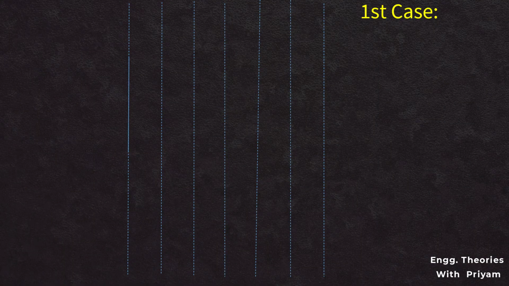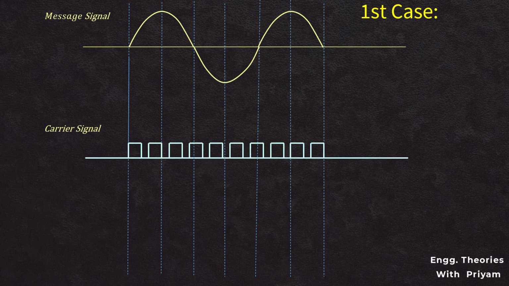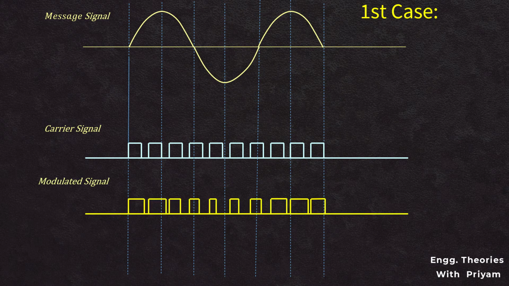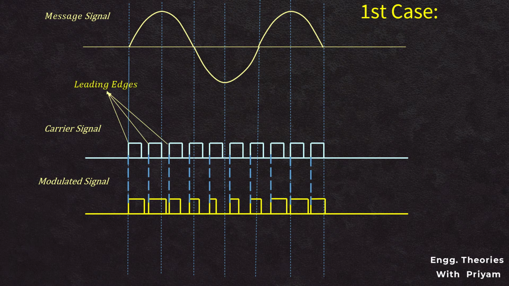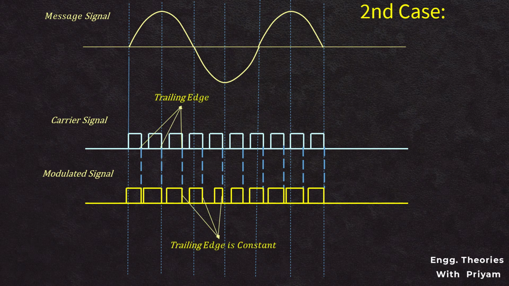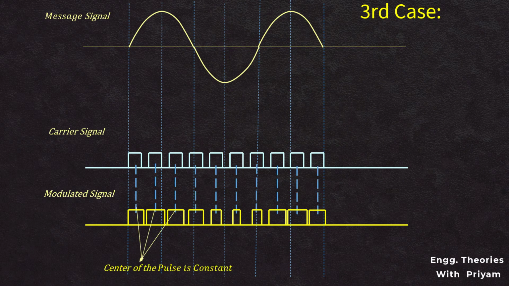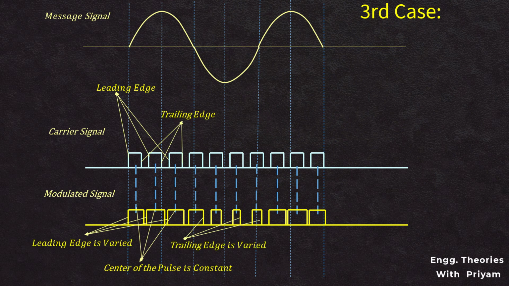Now let us see the first case of the pulse width modulation. This is a message signal and this is a train of rectangular pulses used as a high frequency carrier signal. Here, the duration of the train of carrier pulses is varied according to the message signal. The width of the pulses is varied in this method, but the amplitude of the signal remains constant. Here, the leading edge of the pulse remains constant, but the trailing edge is varied according to the message signal. Here, the trailing edge of the pulse remains constant, but the leading edge is varied according to the message signal. Here, the center of the pulse is constant, but the leading edge and the trailing edge are varied according to the message signal.